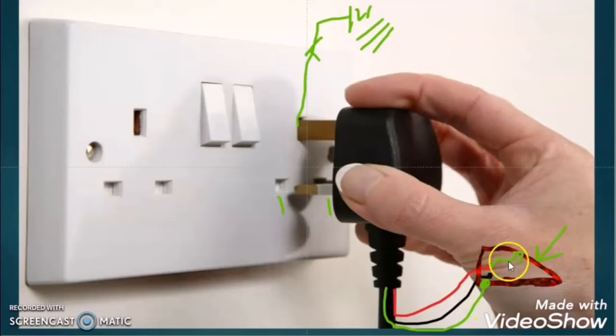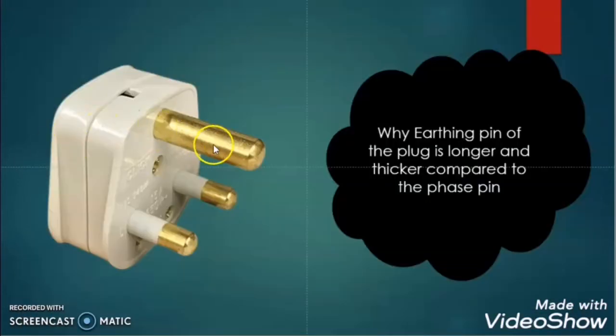So suppose there is an earth fault in the iron and someone is holding this iron, and when we are plugging, then before getting earthed, the iron box is getting power supply, and at that time whoever is holding the iron will get electrocuted. So now I hope you understand why the earthing pin is longer compared to the phase pin and neutral pin.